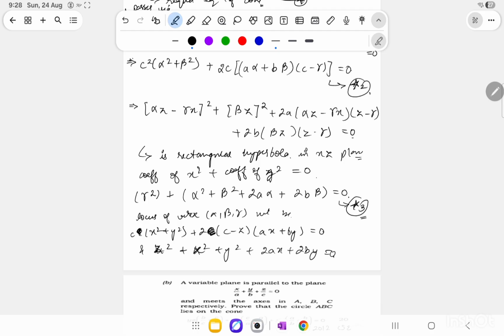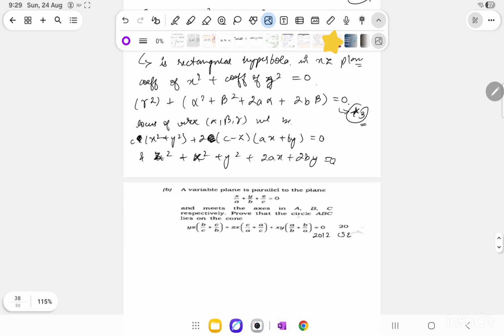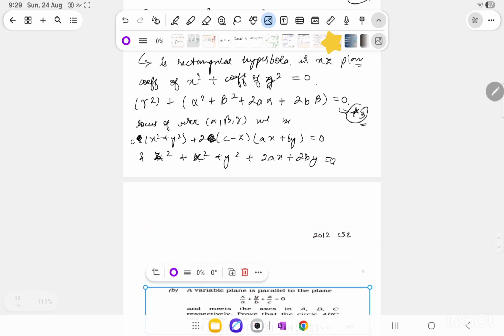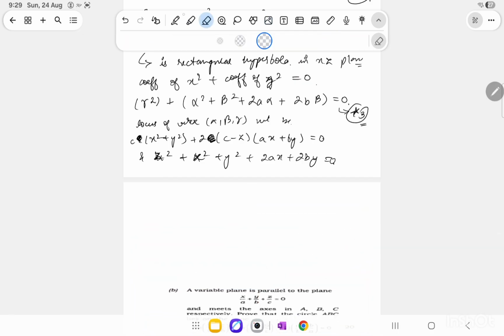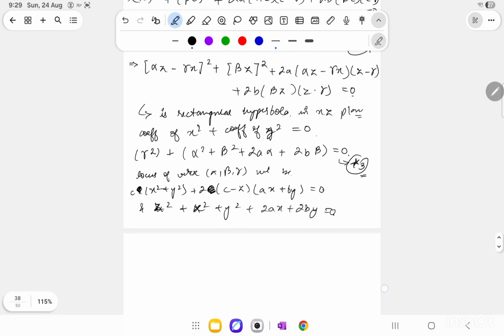So what we can do is multiply it with c and eliminate the other two equations as well. So let's see that. I got these two equations as the locus. So what I can further do is multiply by c in this equation and subtract it from the other one.